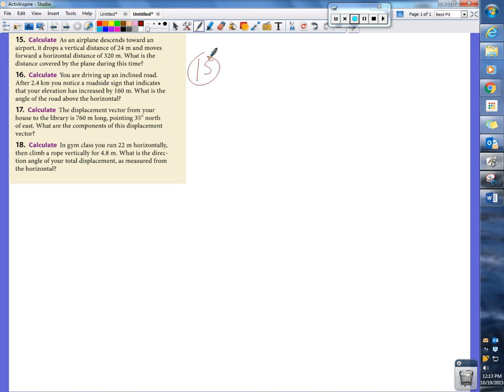So it drops a vertical distance of 24 meters, which implies looking downwards here, so we'll say that's 24. The second vector was a horizontal distance of 320 meters, so we just draw it like that. It only asks for the distance, so I guess we don't need to worry about an angle here. We can find an angle if we need to, but it isn't particularly important.